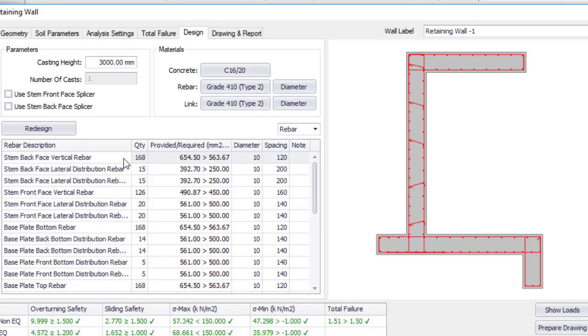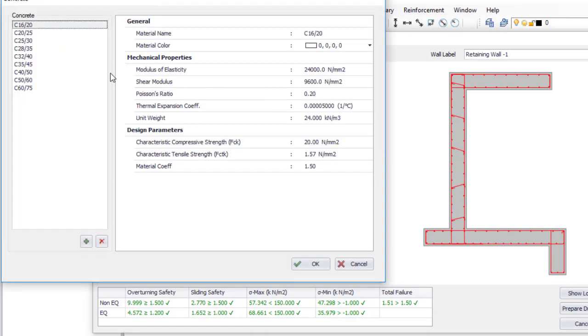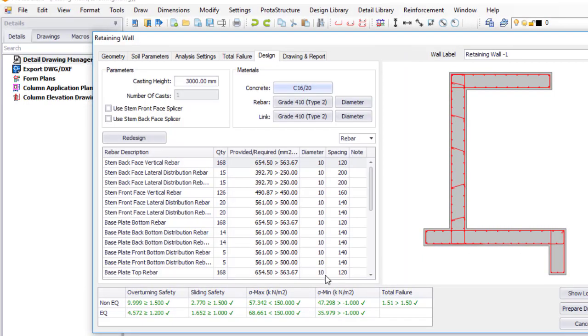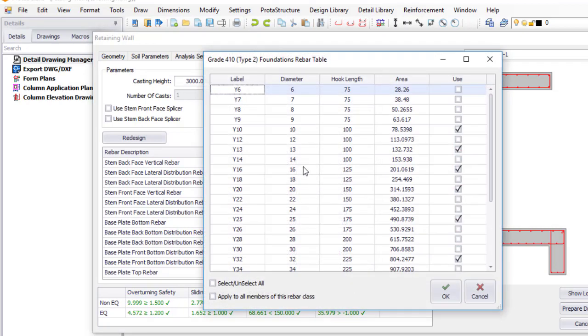Just go to the design. Under the design, this is basically the important part. What you just need to do here is come to your concrete. What do you want to use for your concrete? I want to use C25/C30. Then you click on OK. And then the rebar 410 is good for the grid. I just need to change the dimension.